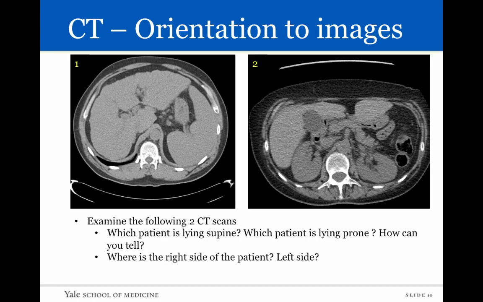And so if we orient ourselves to CT images, we can look at the CT images number 1 and number 2. Try to look at the following questions, see if you can answer them for yourselves. Which patient is lying supine? Which patient is lying prone? How can you tell? What's the right side of the patient? What's the left side of the patient?